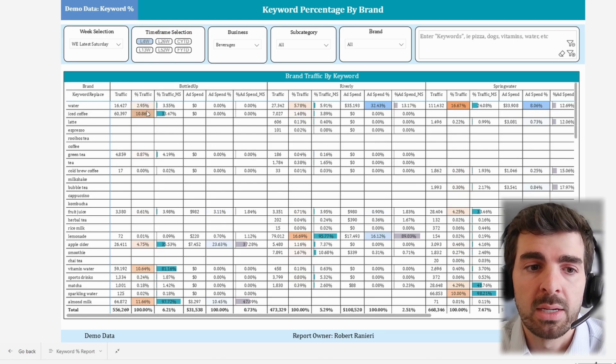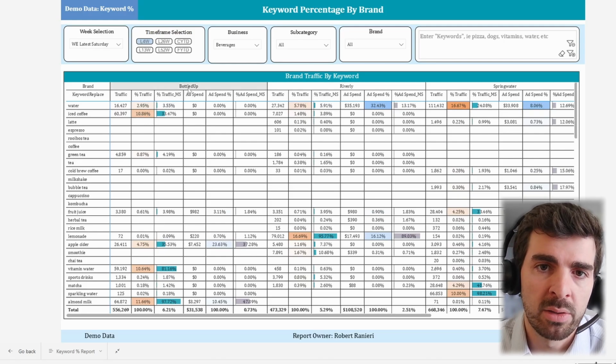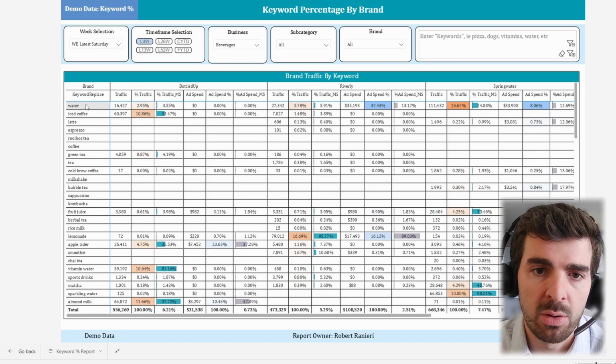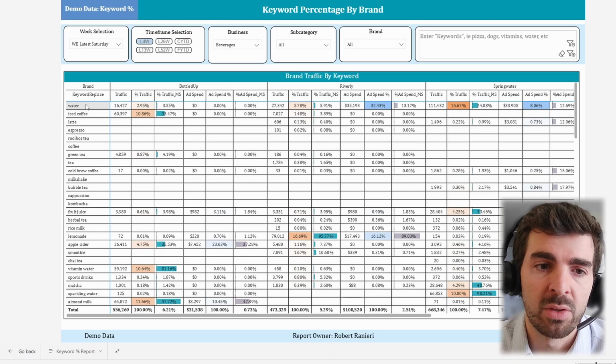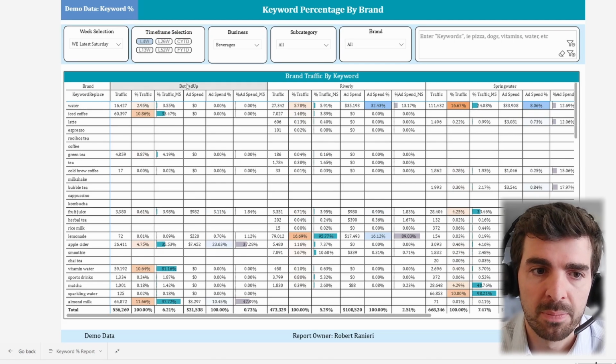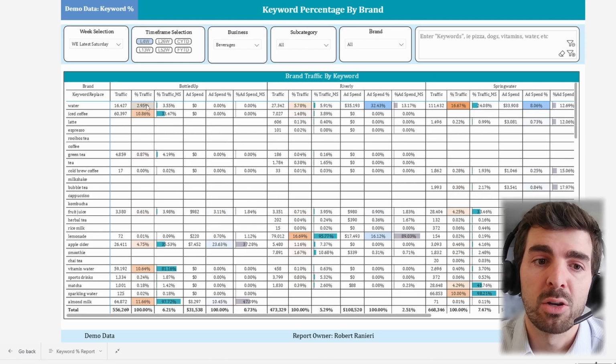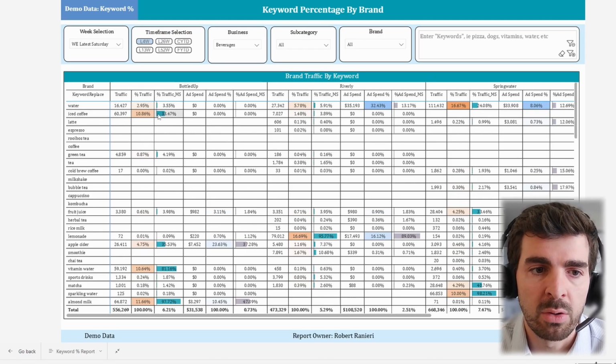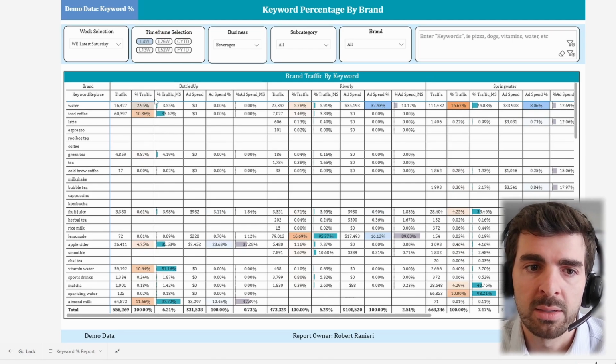The percentage traffic is the total amount of clicks attributable to Bottled Up generated by that particular keyword divided by the total sum of the clicks of all the Bottled Up keywords. For example, water represents 3% of the entire clicks that go to Bottled Up, whereas iced coffee represents 11% of all the clicks that go to Bottled Up.